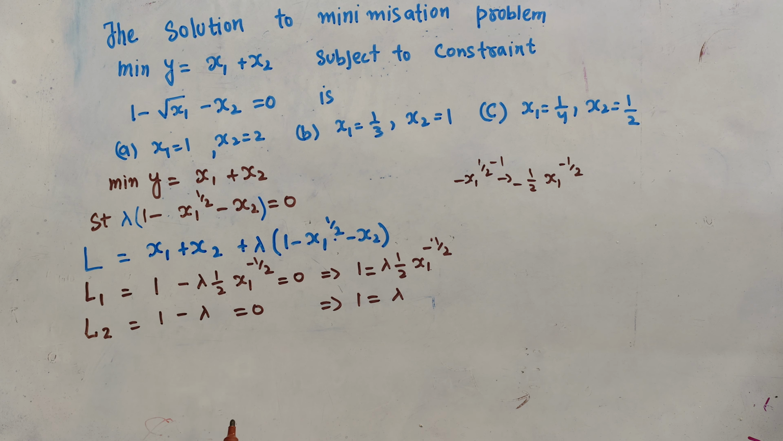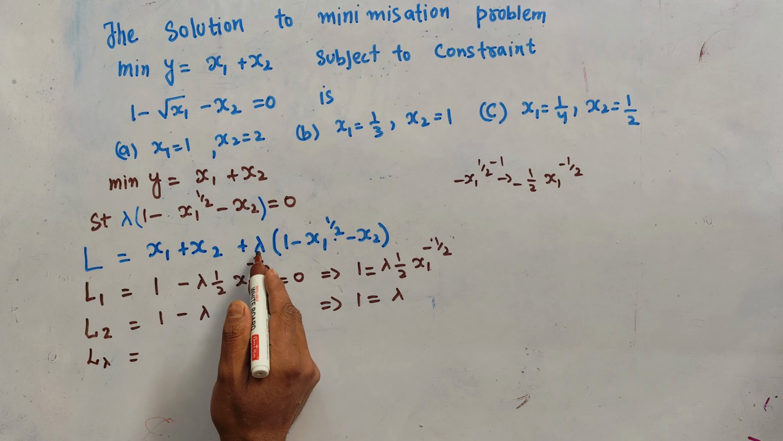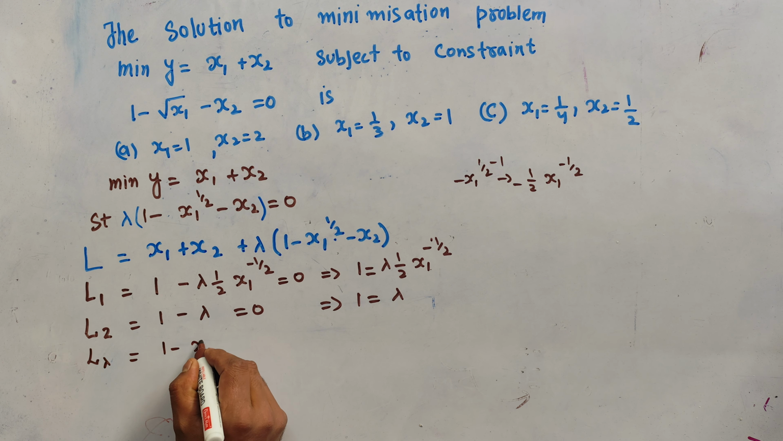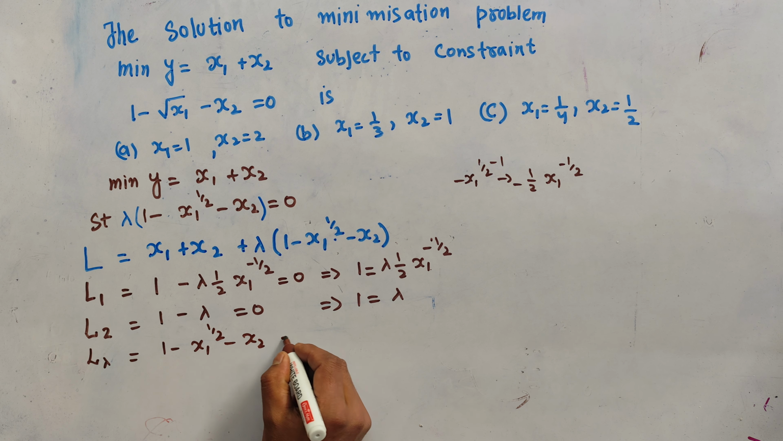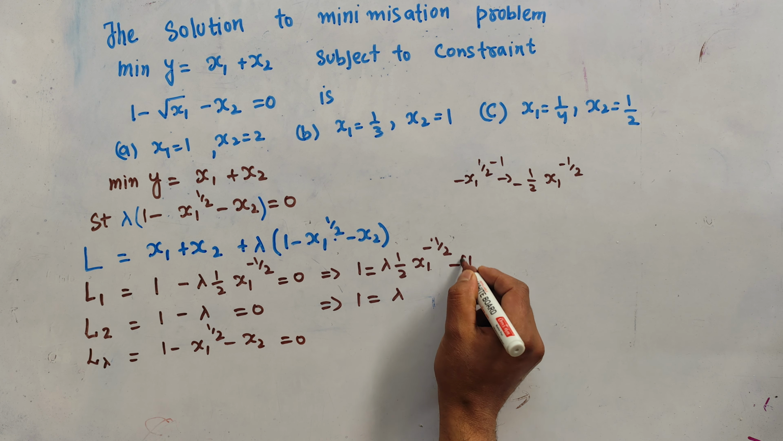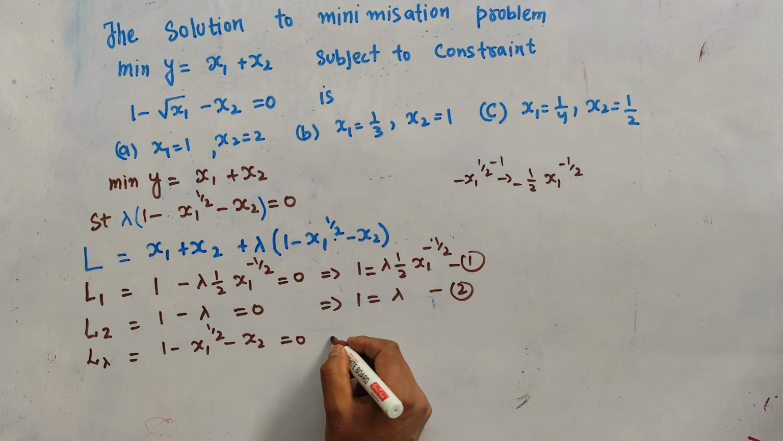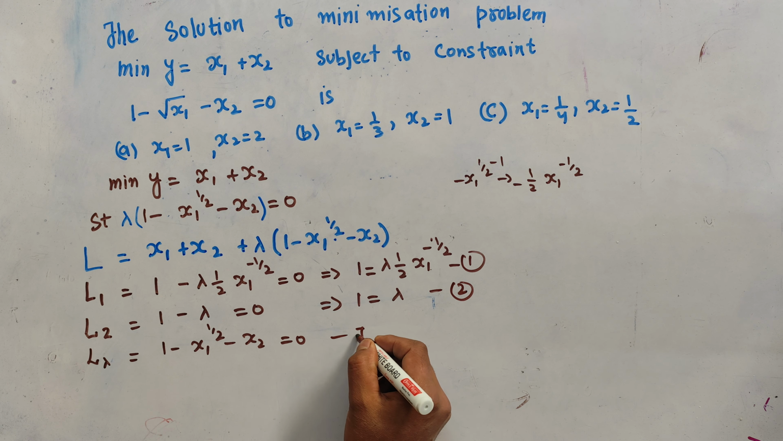Then we need to differentiate with respect to lambda. The derivative of lambda is 1, so we are left with 1 minus x1 raised to the power 1 upon 2 minus x2, and we set it equal to 0. Let us say this is equation first, this is equation second, this is equation third.